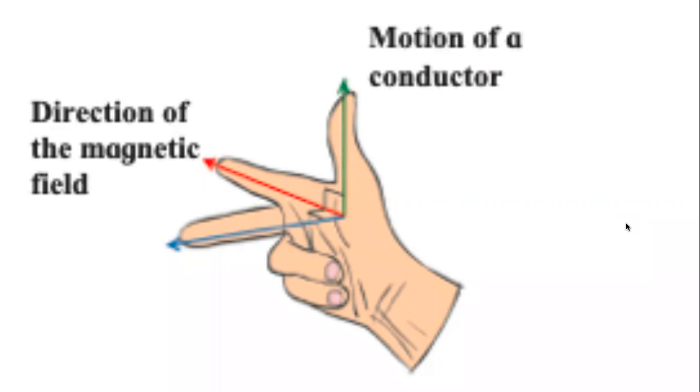These 3 fingers show us the direction of 3 different things. Thumb always shows the direction of the motion of the armature. The index finger always shows the direction of the magnetic field, and the middle finger always shows the direction of the current. It is always direction. We can't just say motion or magnetic field or electric current. That will not be correct.